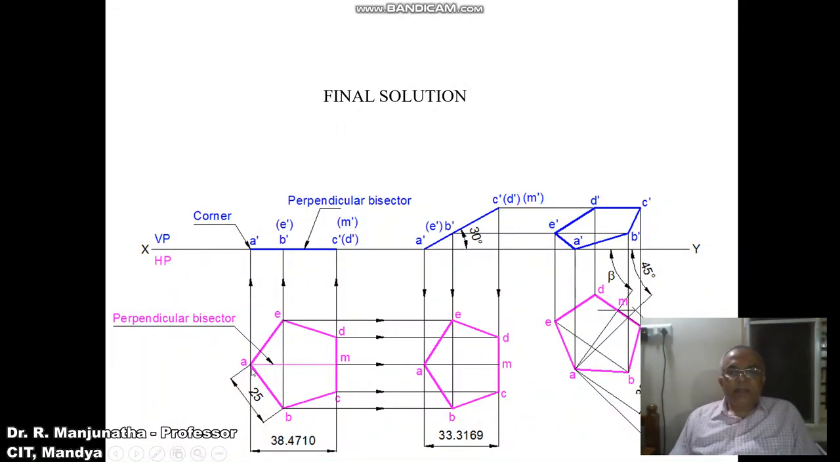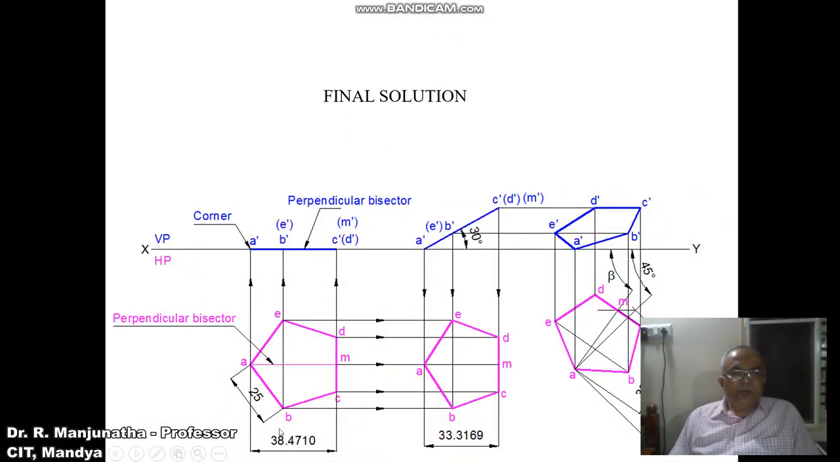As we know, the perpendicular bisector is the line joining the corner to the midpoint of the opposite edge. So you join A and the midpoint of CD, and you get this point M, and this is the perpendicular bisector. Then you draw a vertical projector from A to the XY line, from B and E to the XY line, and from C and D to the XY line.